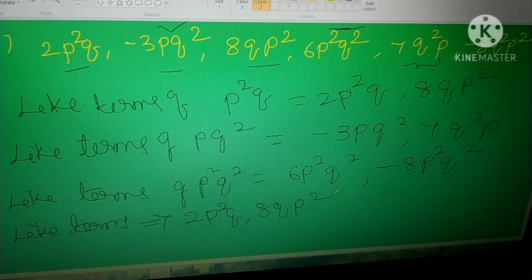So after finding all the like terms, write down as a group. Okay, this is one group. So they asked for this one, group the like terms. So mention in groups. Okay. So minus 3p q square, comma 7q square p. I have completed this one. Now write down this group. So comma 6 p square q square minus 8 p square q square. Like that in groups you have to mention all the like terms. Understood?